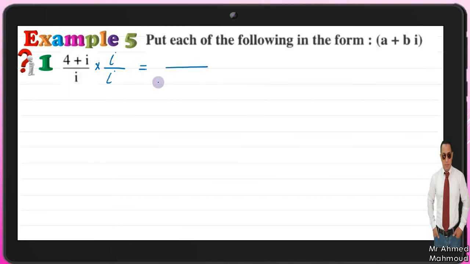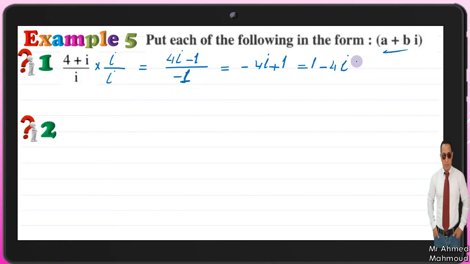Negative i times i equals i power of 2, which is negative 1. 4 times i equals 4i. I times i equals i power of 2, which is negative 1. So I'm going to divide 4i over negative 1, equals negative 4i. Negative 1 over negative 1 equals positive 1. We can write this number as 1 minus 4i. It's up to you. This is the form that he asked about. Okay, number 2.